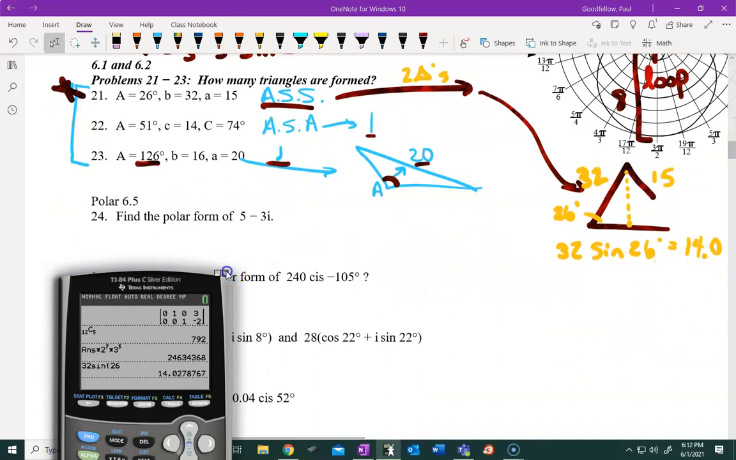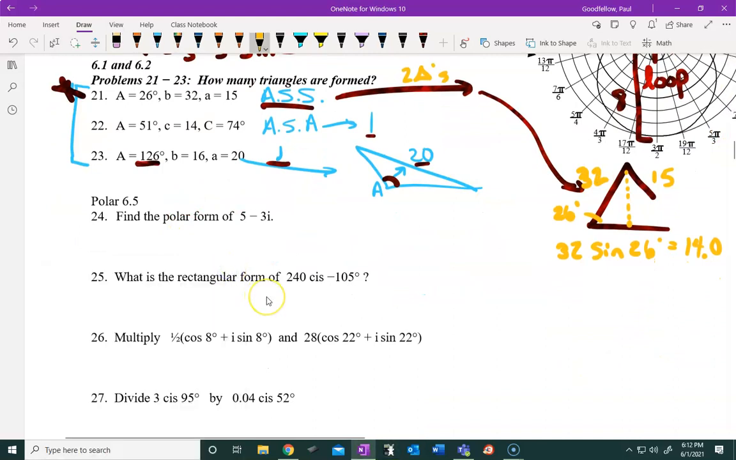All right. Okay. Finding the polar form for a rectangular imaginary number. Well, the key here is you've got to find an r and you've got to find a theta.